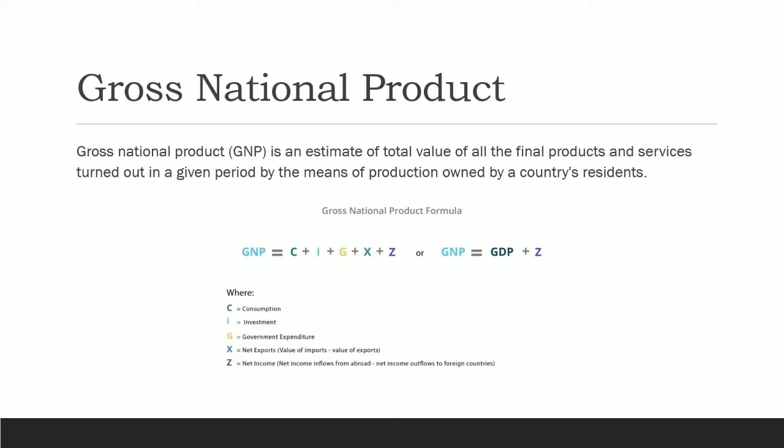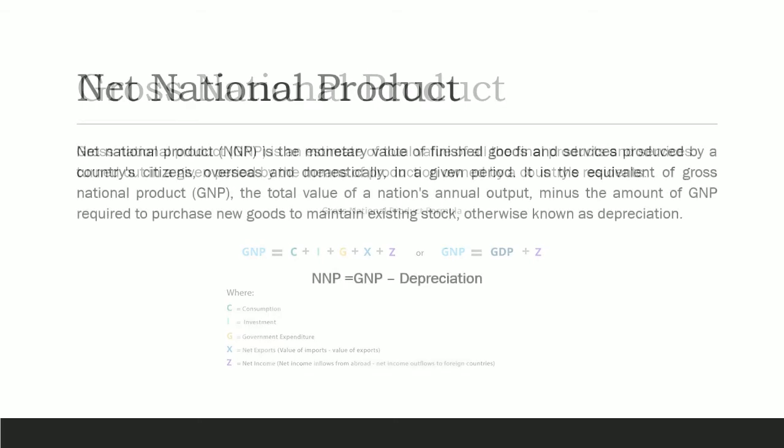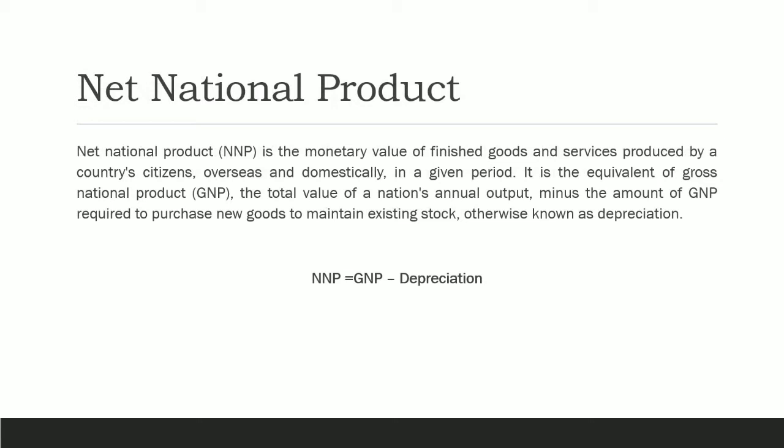C means consumption, I investment, G is government expenditure, X is net exports, or value of imports less value of exports. And then Z is net income, or net income inflows from abroad less net income outflows to foreign countries. Okay, and then next slide is net national product.